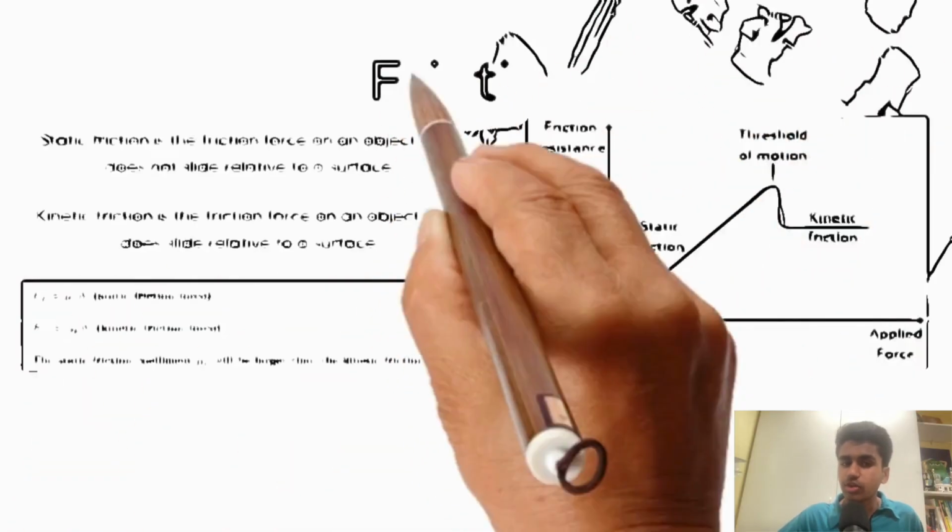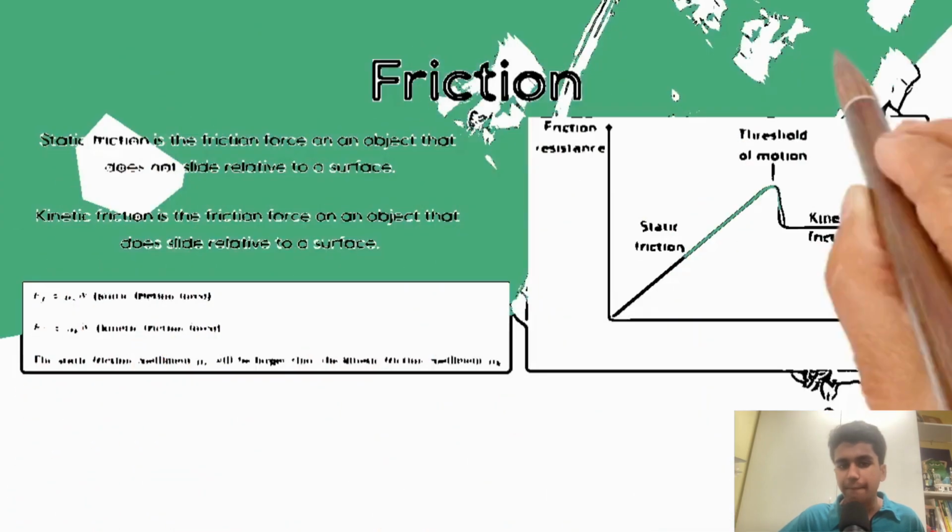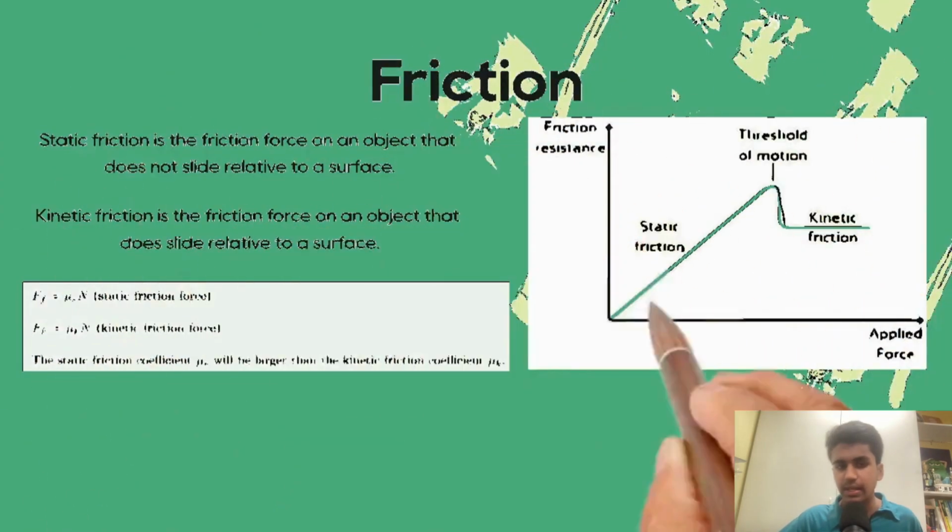Now there are two types of friction that you must be accustomed to: static friction and kinetic friction.